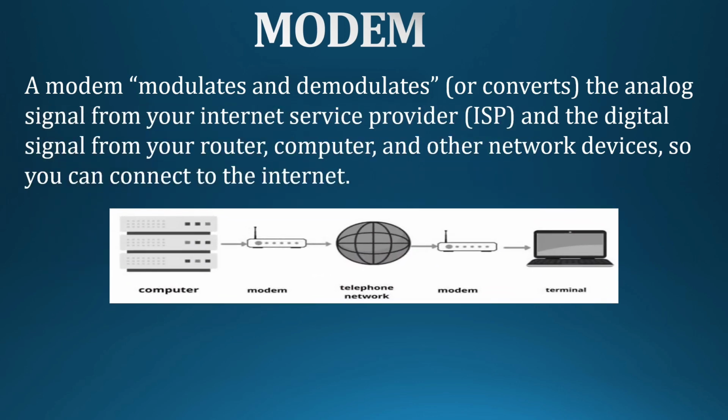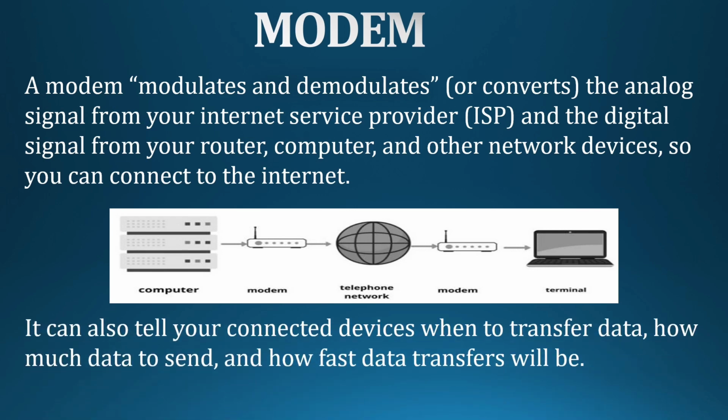You can see this process in this picture. A computer is an electronic device. It connects with the telephone network, the telephone line, through the modem, and then it also converts those analog signals coming from telephone lines into digital. It can also tell your connected devices when to transfer data, how much data to send, and how fast the data transfer will be. It means if you have a high quality modem, your speed will be better.